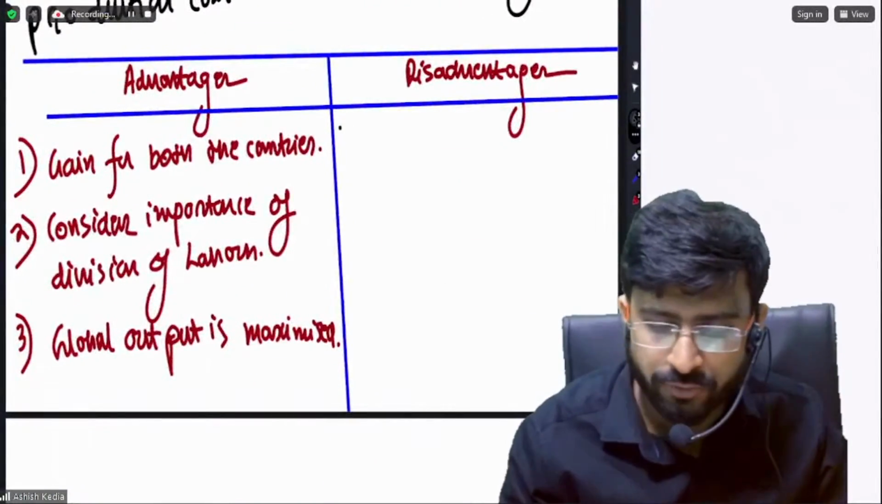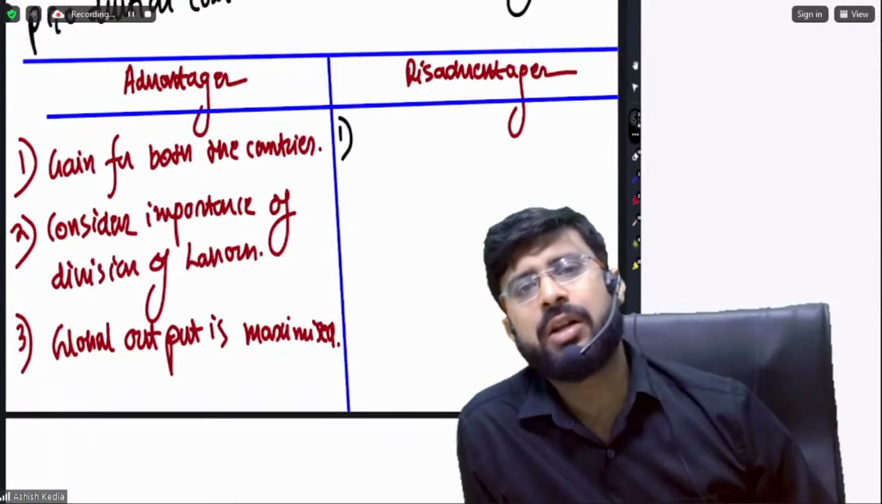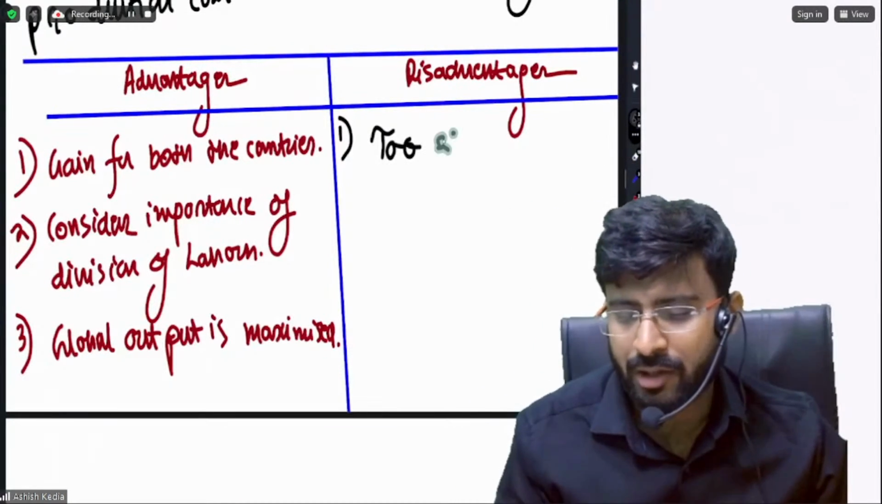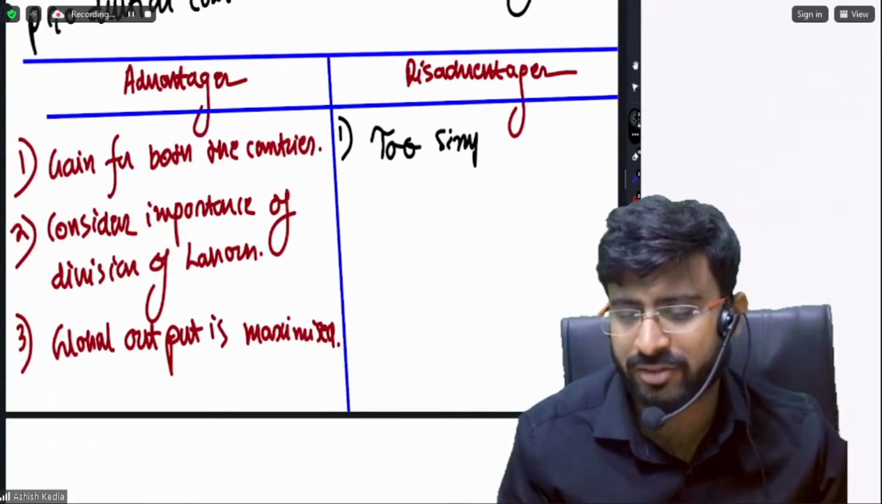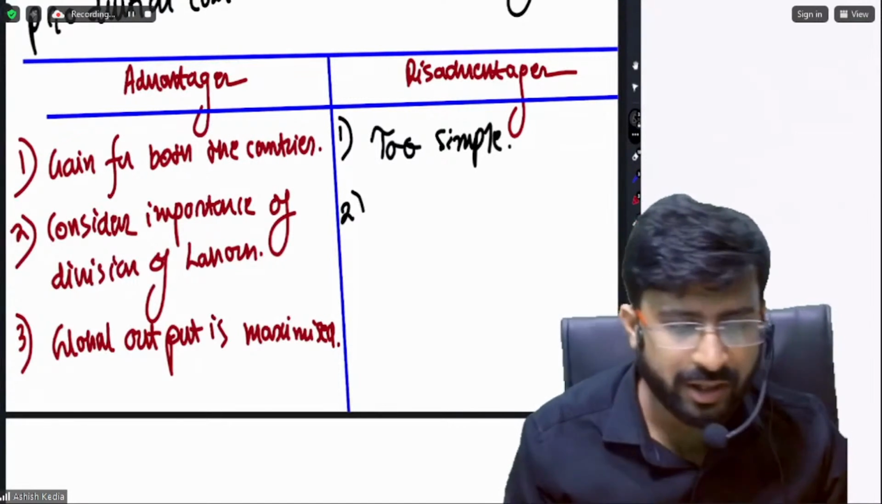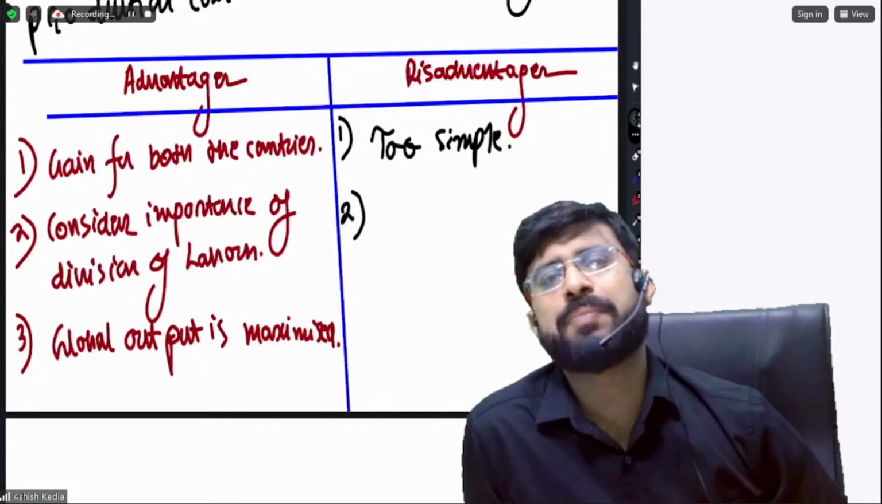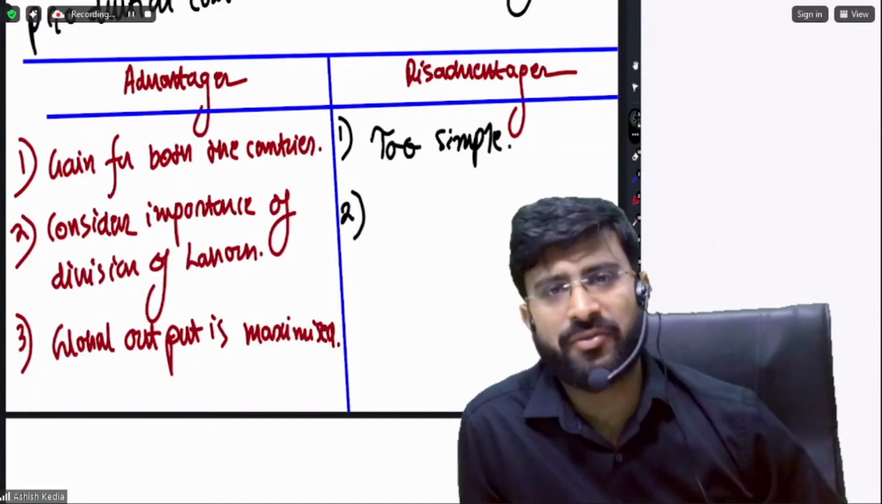But the disadvantages of the theory, can any one of you tell? First of all, this theory is too simple. It seems theoretical. In reality, the world is not that simple. Why is it simple? Because labor is the only factor input considered.